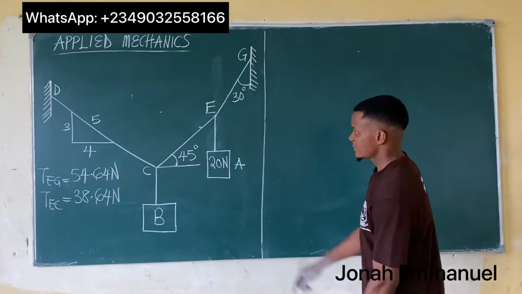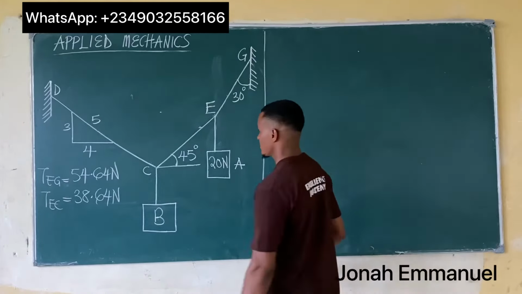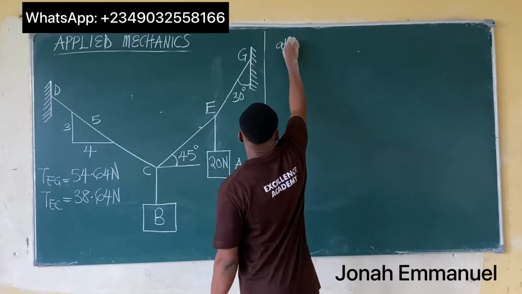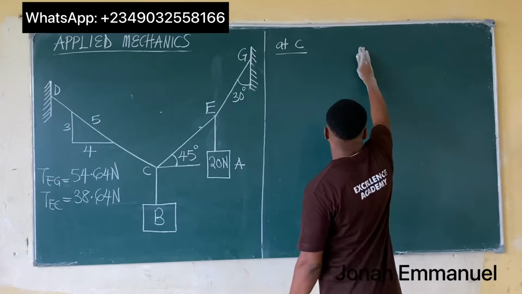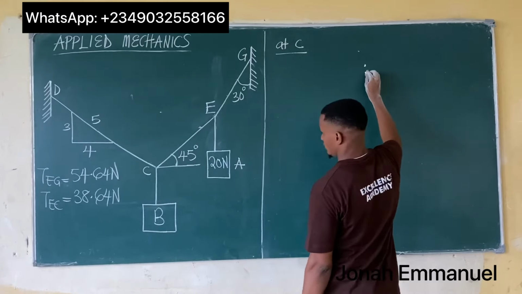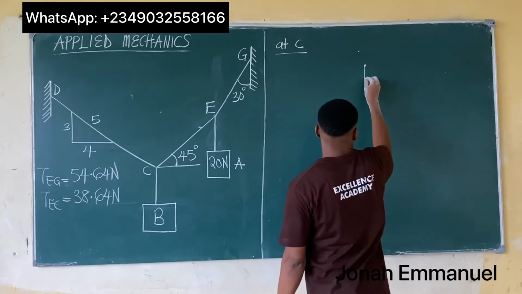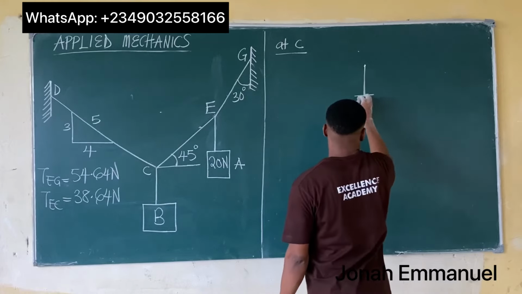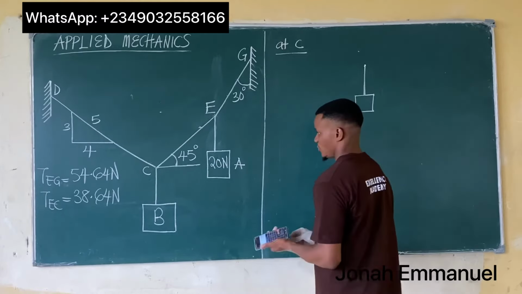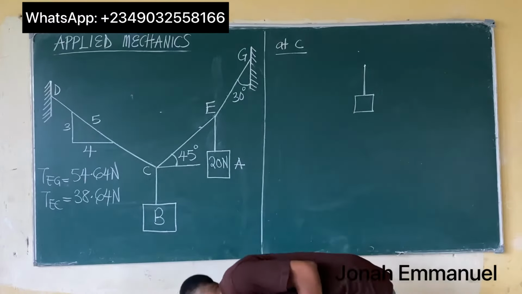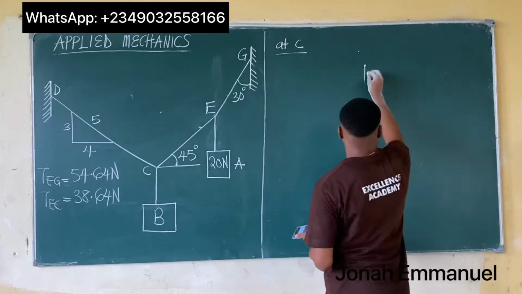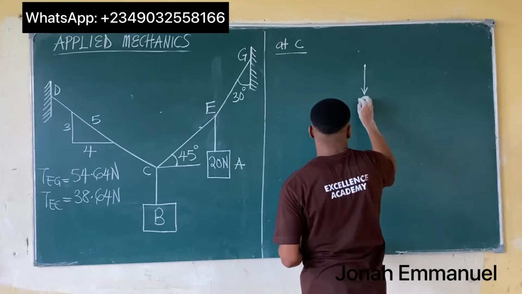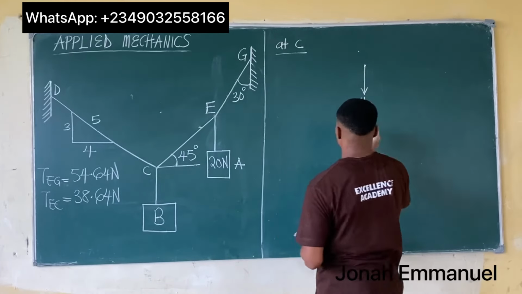Alright, so our next task would be to analyze point C. So at C, let's look at C. What do we have? We have this point here, C. At C, this one is coming down here. This is B. Okay, let's draw the free body diagram. What we're asking here is just the weight of B, WB.